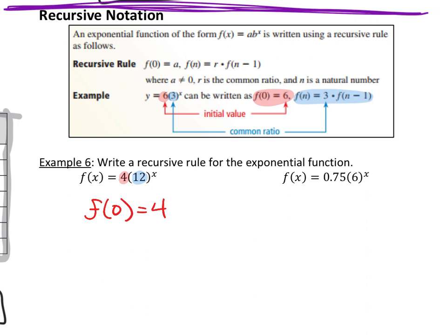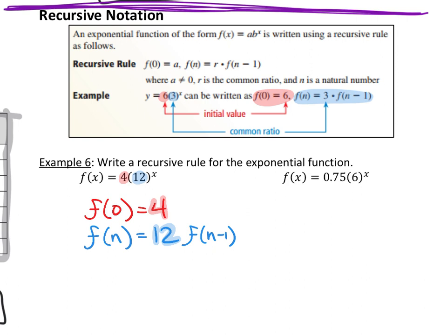12 is my pattern number, so that just gets plugged into the next term. Remember, n stands for the next number, which means this is going to be 12 times f of n minus 1. Everything about recursive sequences and recursive rules for these functions will be the same every time, just this number changes and this number changes. Everything else about this should be the same. I should always see an f of 0 and an f of n. It's a two-part answer. But it's literally that simple. You just put it in this format, which means, can you guys do that second example?